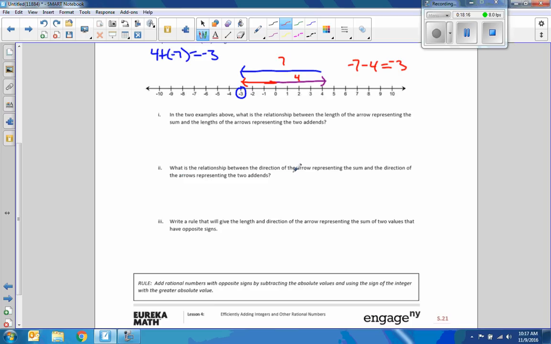What is the relationship between the direction of the arrow representing the sum and the direction of the arrows representing the 2 addends? Addend is 4, addend negative 7, sum negative 3. The direction of the arrow representing the sum has the same direction as the arrow of the addend with the greater absolute value.